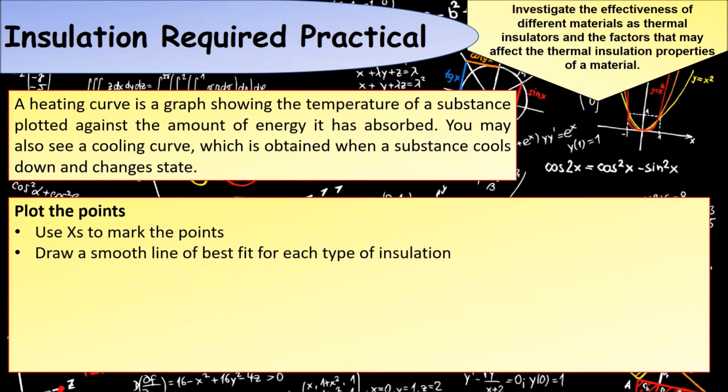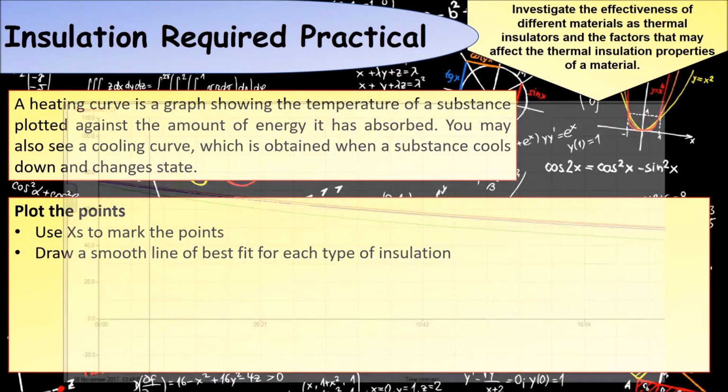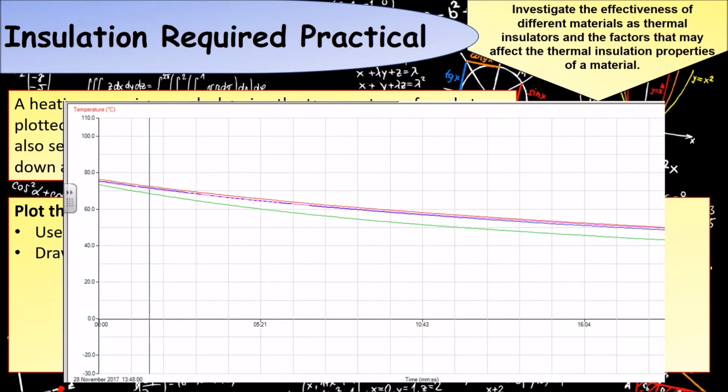When physically plotting points, make sure that when you find where the points are, you put a clear X, and then for each of the types of insulators, you put a smooth line of best fit. You should come out with a graph that looks something like this.